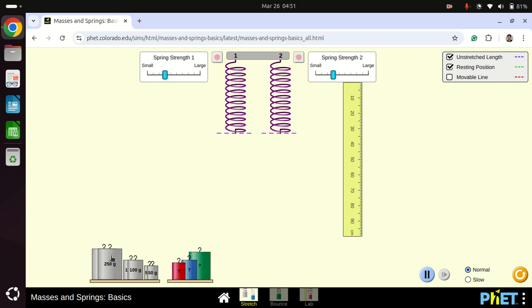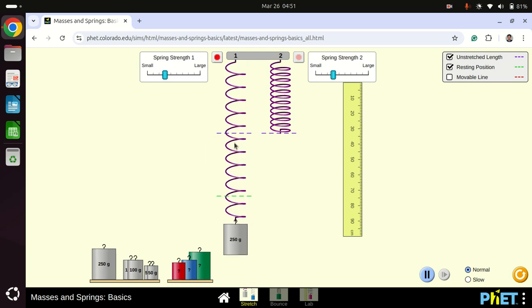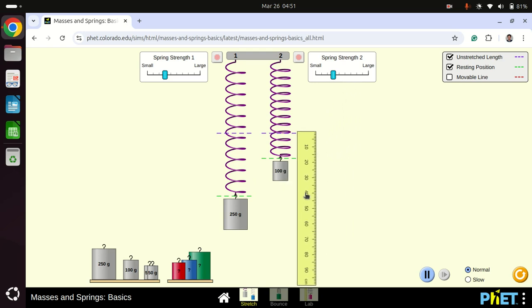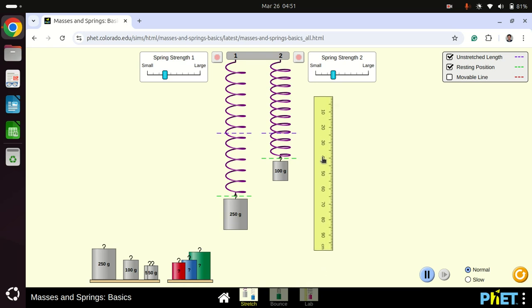Suppose I attach this mass, I just stretched the spring using this weight. You have to just drag the weight and just place it here below the spring. You will see there is an extension in the spring, and now you can measure the distances. This is in centimeters, and from that you can use F equal to kx, and you can find out the spring constant of that spring.